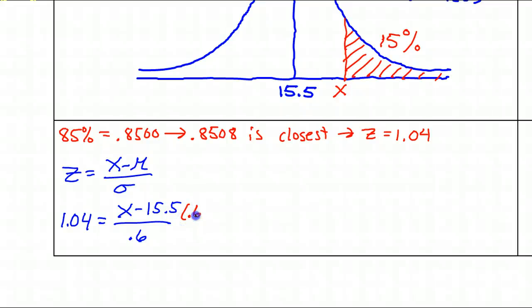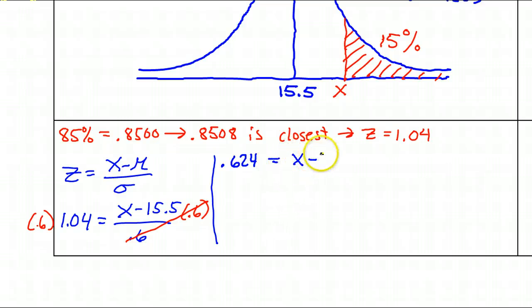Okay, so I'm going to multiply it by 0.6 on both sides, because that way these will cancel out. Let's see, 0.6. I'm grabbing my handy dandy calculator. So 0.6 times 1.04 is 0.624. So I've got 0.624 is equal to x minus 15.5. Go ahead and add 15.5 to both sides.